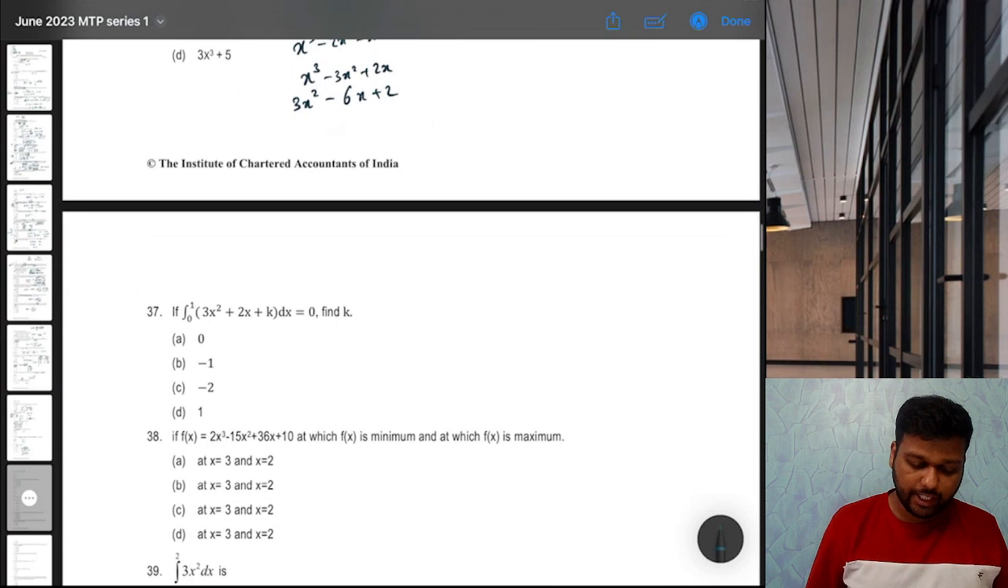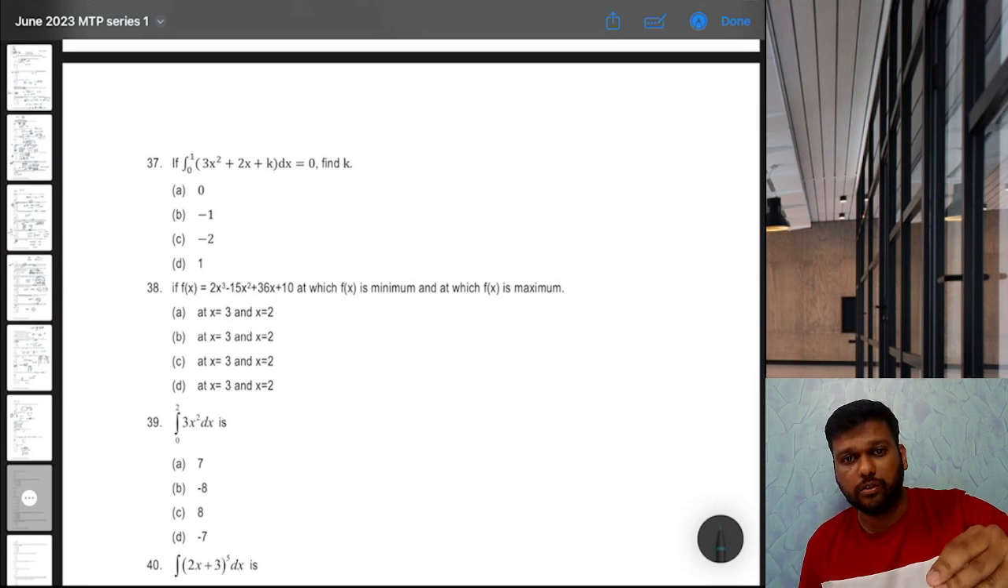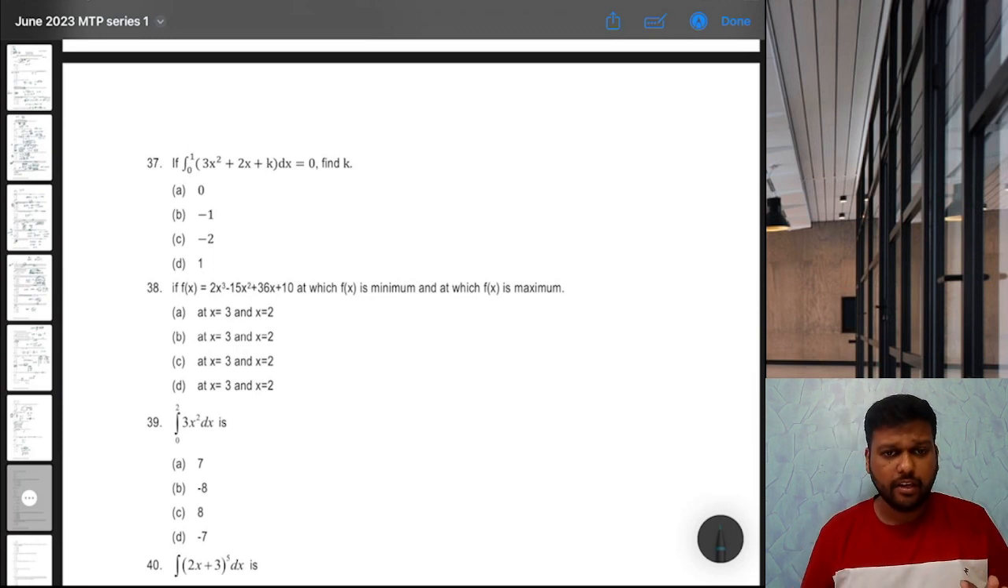Here they have asked 4 to 5. Sometimes in the exam they also ask 1 or 2 questions. But it is like a bonus, at least 1 to 2, 3, 4 marks. Why? Because generally derivatives and integration questions are not difficult.